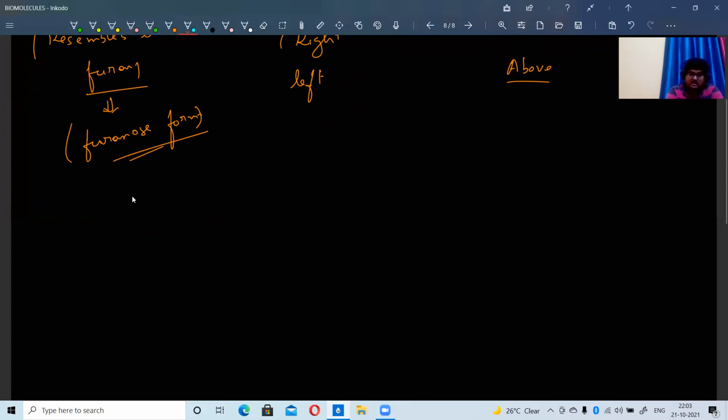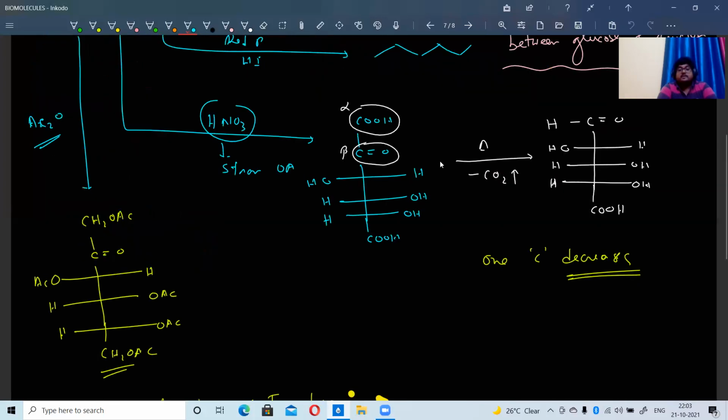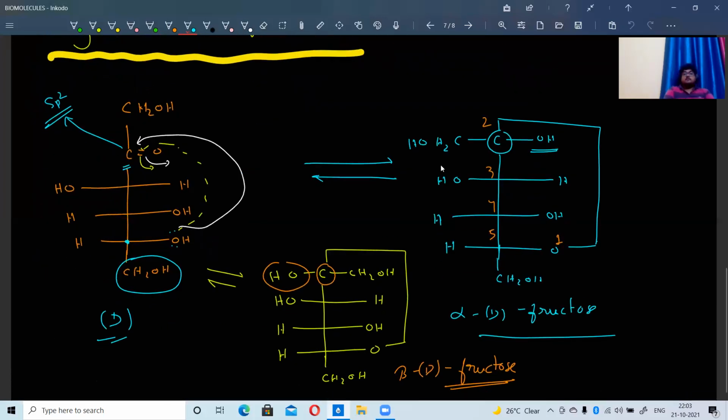If you draw this one, first draw the furanose form. Again you have to draw it clockwise, I already told you clockwise. Now tell me one thing, for the fructose case, in the normal open chain IUPAC numbering 1 2 3 4 5 6, which carbon should be the anomeric carbon? Carbon number 2 becomes the anomeric carbon, so just write down that this represents the anomeric carbon also.